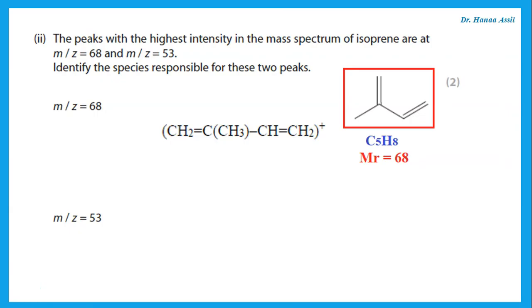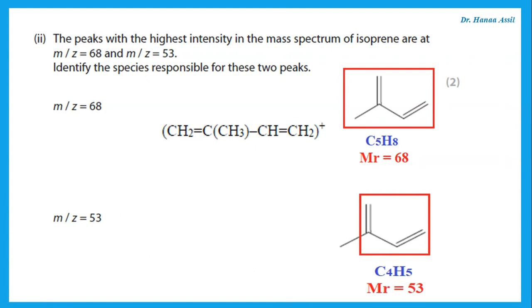What about m over z 53? Which part of this molecule would give me an Mr of 53? Well, if we just ignore the methyl group on the left, all the rest is C4H5, so that is an Mr of 53, so it is all this part with a positive charge.